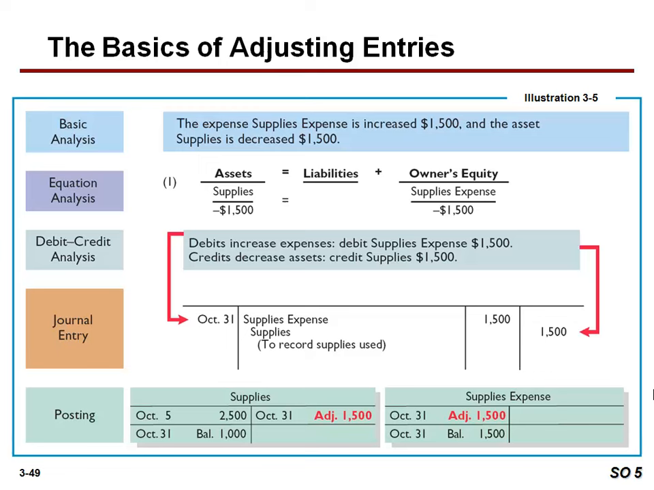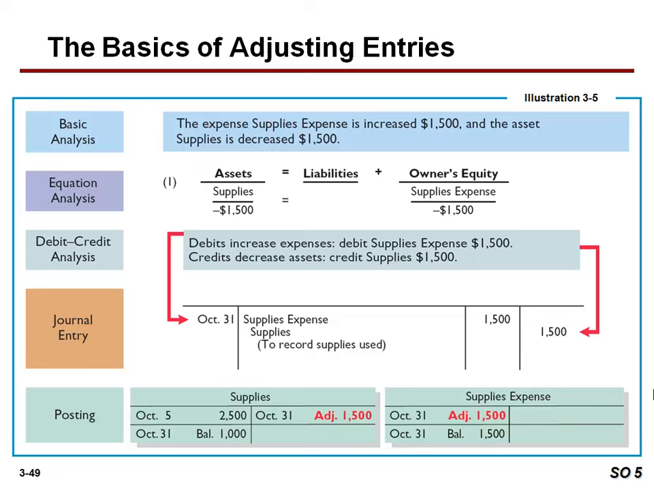Assets on the left, supply account is being reduced, and the owner's equity position is being reduced. Owners, in effect, fund all expenses. They get credit for the revenues, so they have to fund expenses. Formal journal entry: debit supply expense, $1,500. Credit supply asset account, $1,500. With the subsequent posting to the ledger at the bottom.